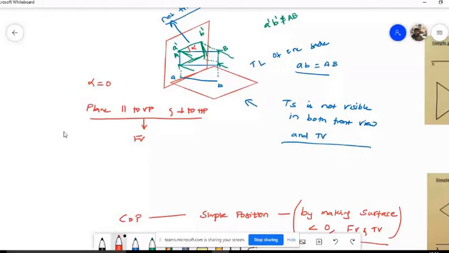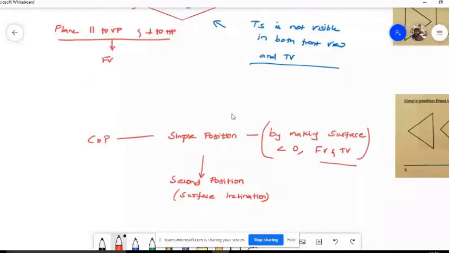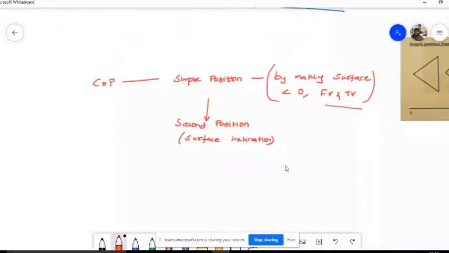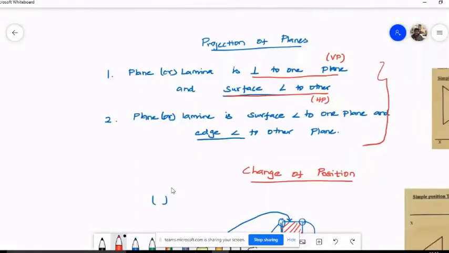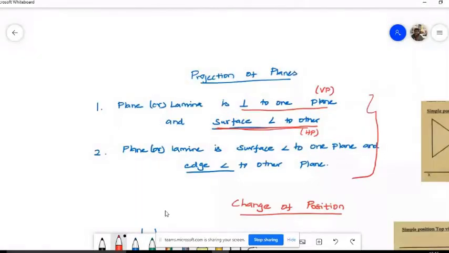So that means when you have only the surface inclination, this has two steps: draw the simple position and draw the second position. For this category of problem, which has only surface inclination, it has two steps, simple position and second position.